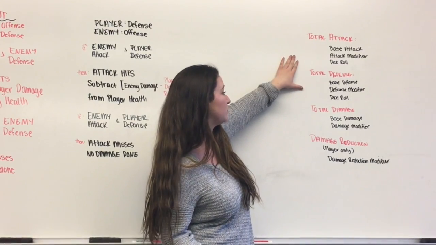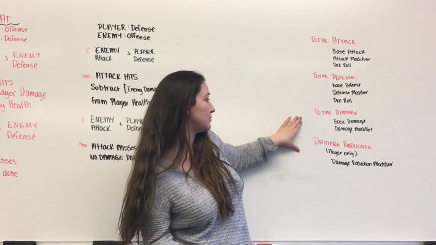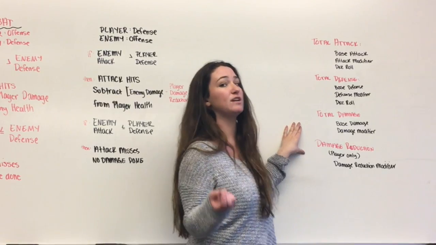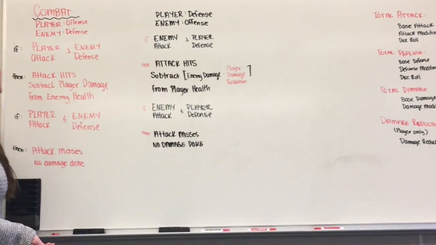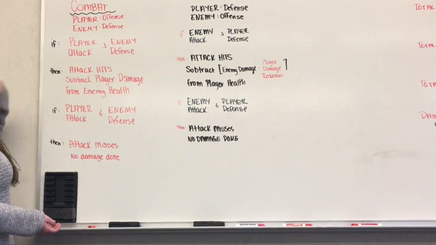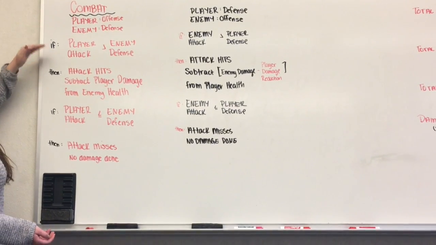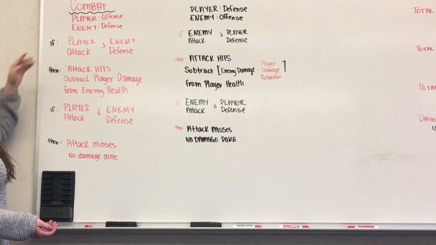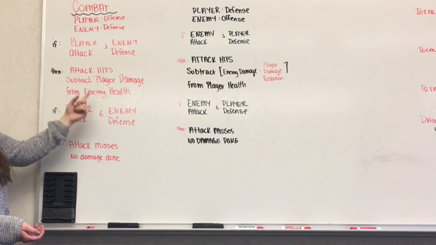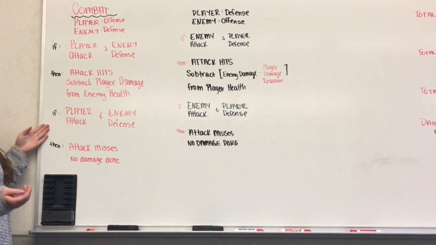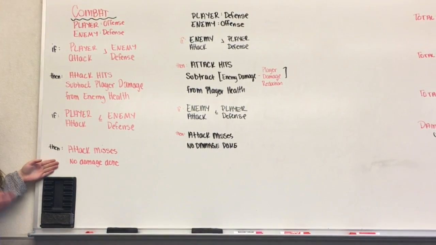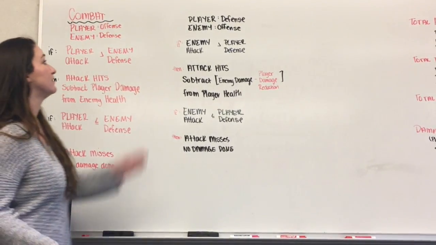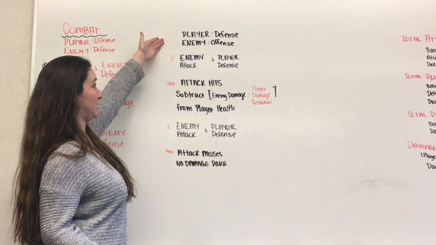Your attack and defense determine whether or not an attack will hit, and your total damage and damage reduction determine how much damage is done if an attack hits. So this is the basic model of how the combat works in the game. If the player's on offense and the enemy is on the defense, and if your player attack is greater than the enemy defense, then the attack hits and you subtract the player's damage from the enemy's health. If the player's attack is less than or equal to the enemy defense, then the attack misses and no damage is done. Then, the player becomes on the defense and the enemy becomes on the offense.